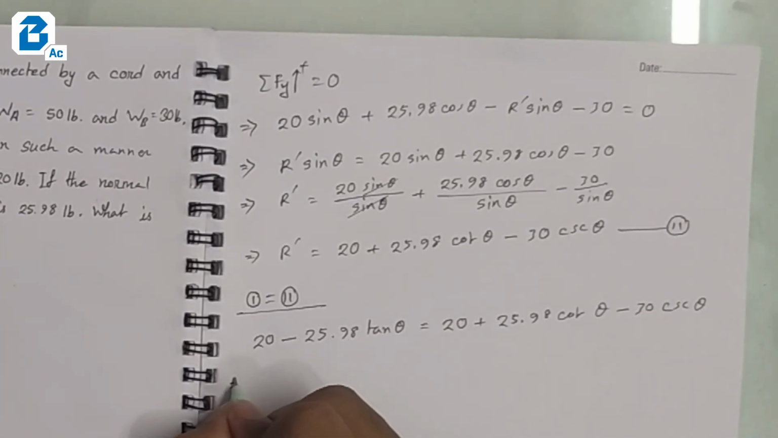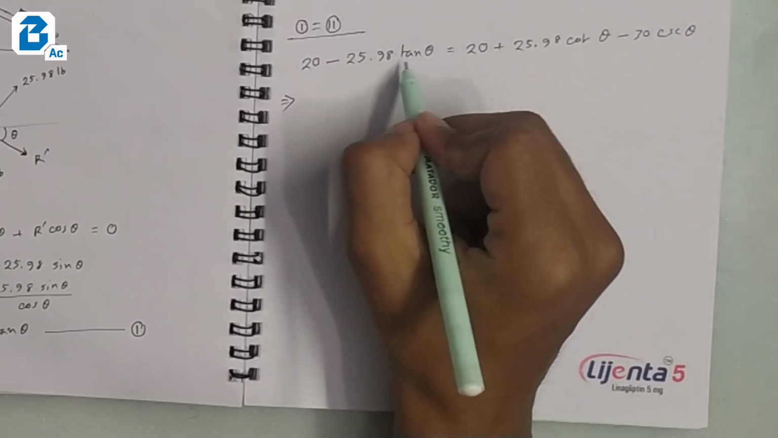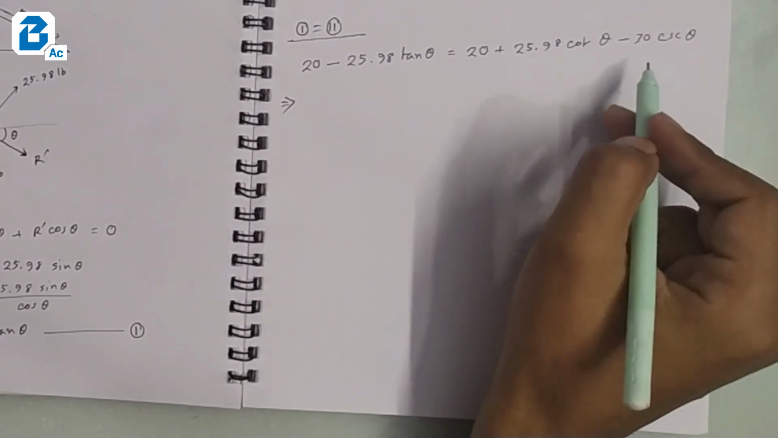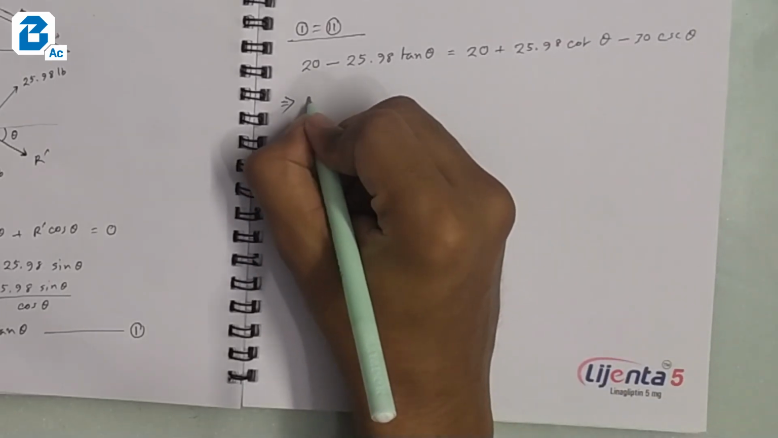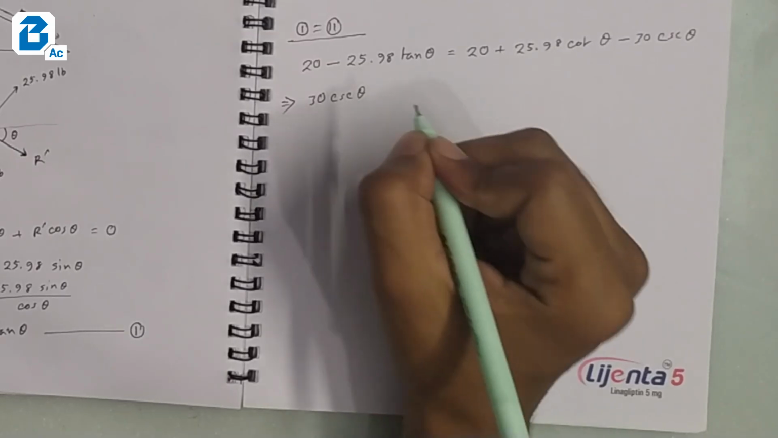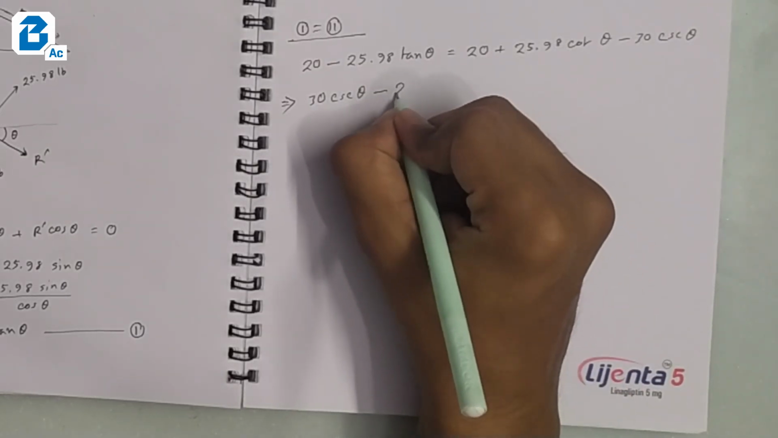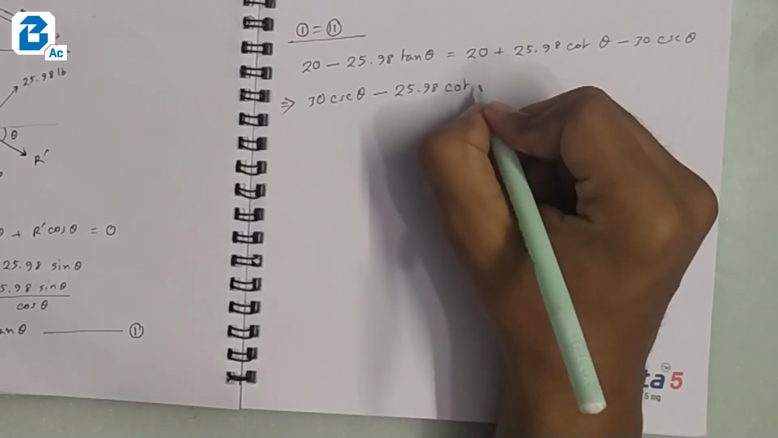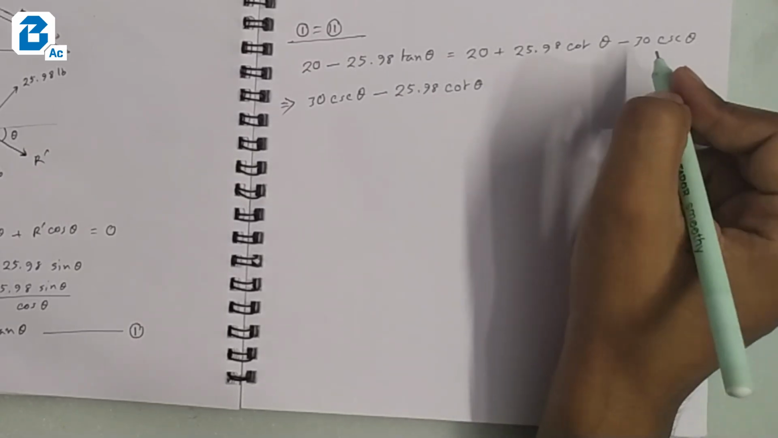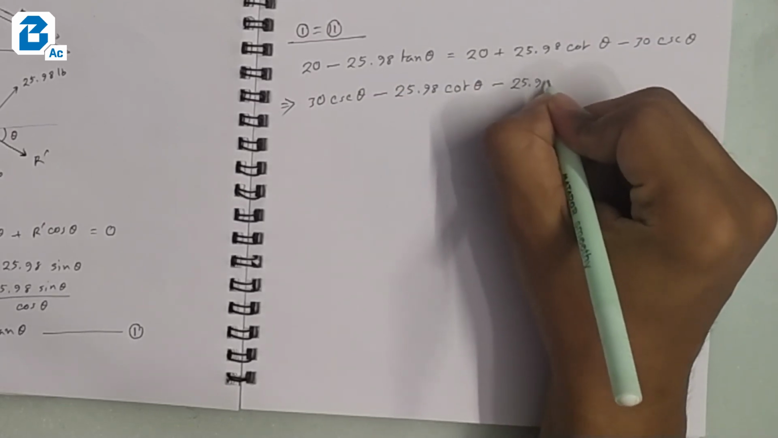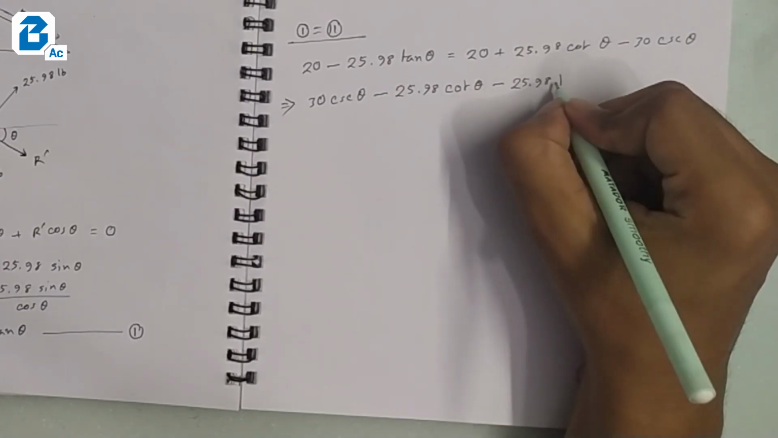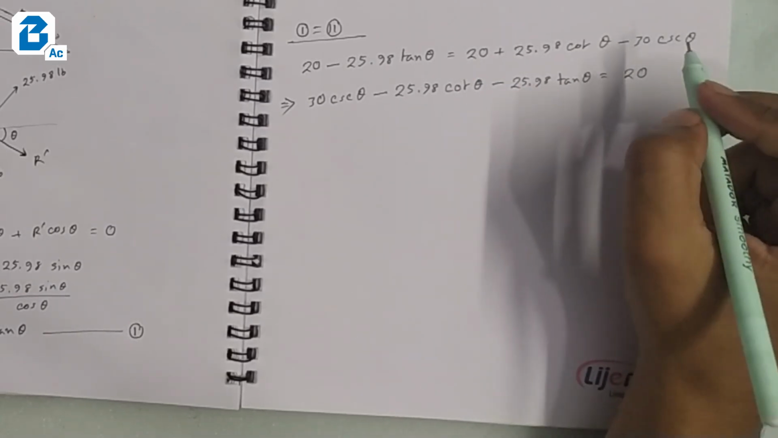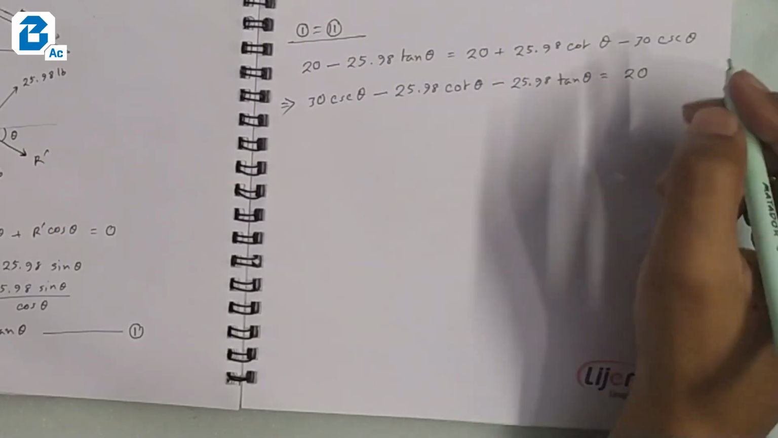And if we pull all the trigonometrical values to one side and just the numerical values to the other side, then we get 30 cosec theta, which is positive because it was negative on the other side, minus 25.98 cot theta, minus 25.98 tan theta equals 20. This 20 was positive and it will become negative.